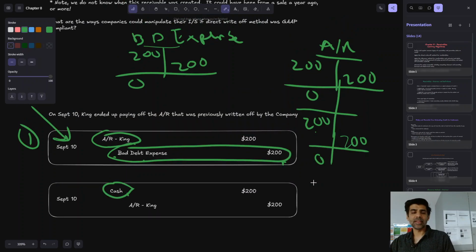So this again is in the case where you first wrote off an account receivable, and then the person comes back to you and is like, "No, I can pay you." This is what you'd have to do to kind of fix that. Okay, any questions on this? No? Okay.